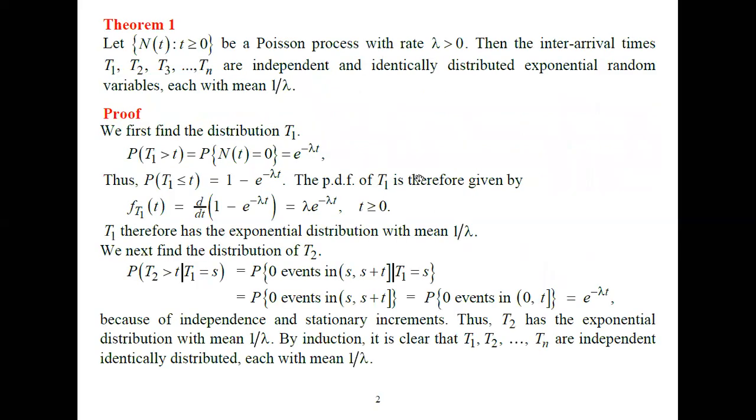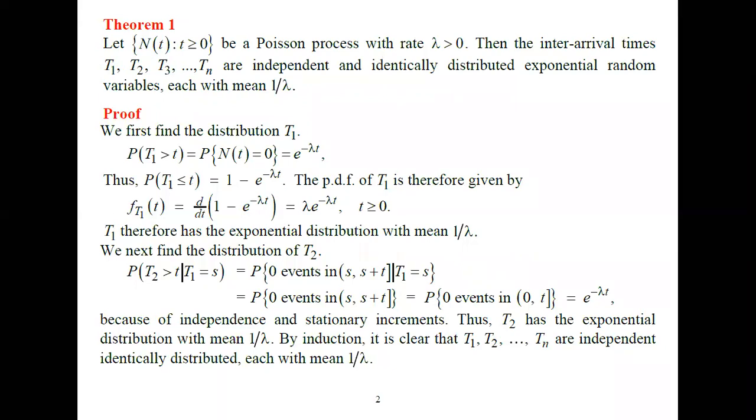Let N(t) be a Poisson process where lambda is the rate. The inter-arrival times T1, T2, T3 up to Tn are independent and identically distributed exponential random variables, each with mean 1 over lambda.